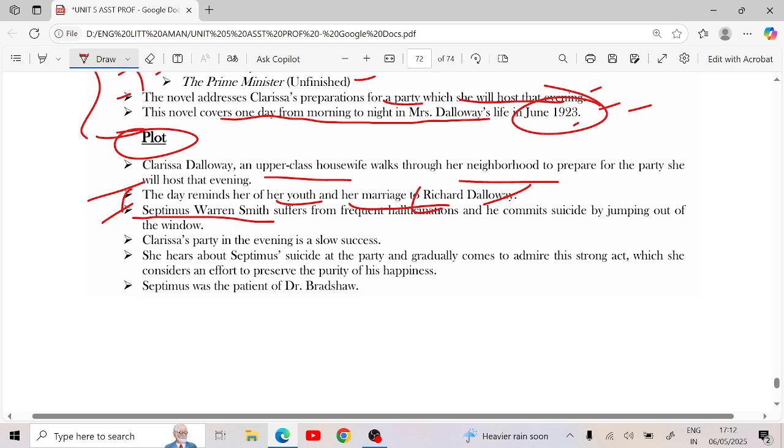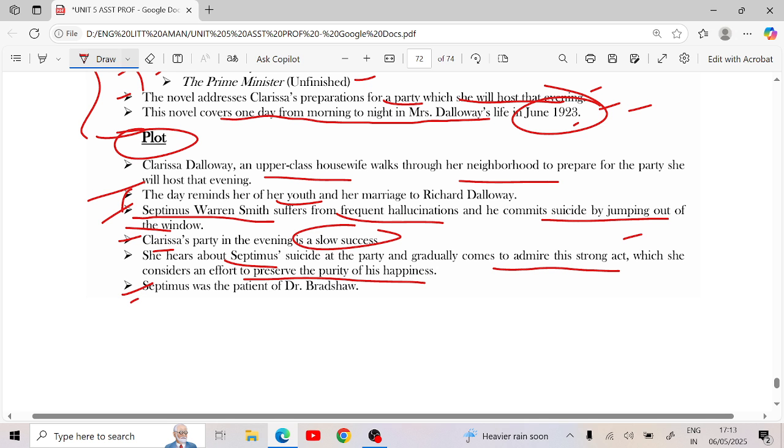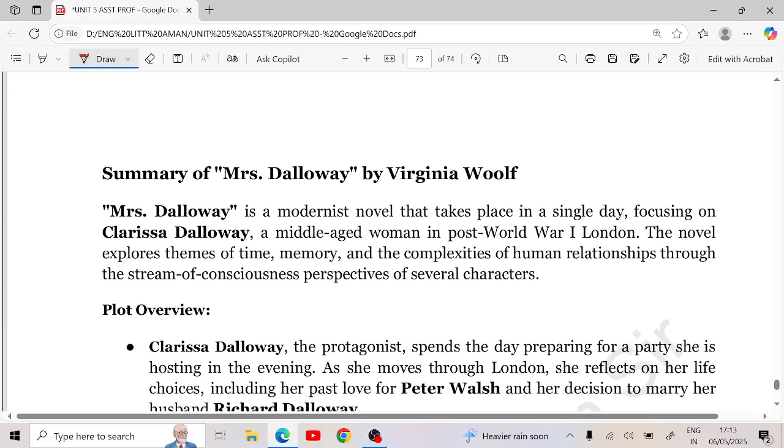So he is suffering from mental trauma and frequent hallucinations. Okay, he committed suicide by jumping out of the window. Clarissa's party in the evening is a slow success. It was not a successful party, it's a slow success. She hears about Septimus's suicide at that party, and gradually comes to admire his strong act, which she considers an effort to preserve the purity of his happiness. Septimus was the patient of Dr. Bradshaw. Okay, so this is how you have to study the plot.